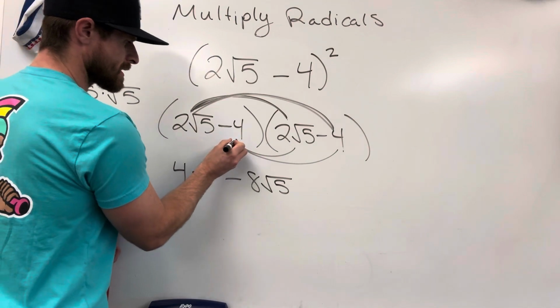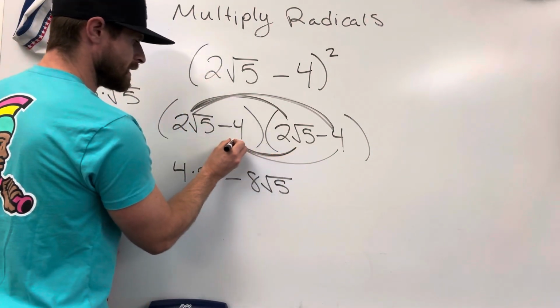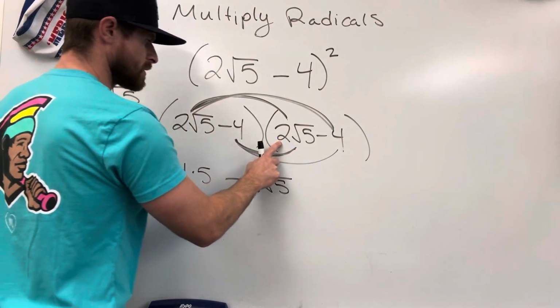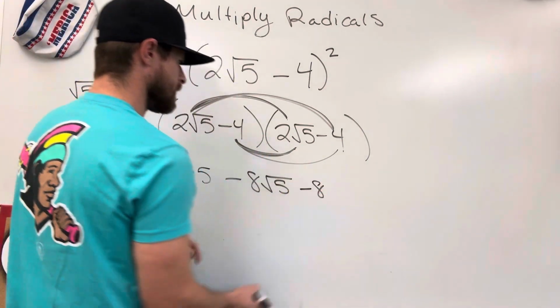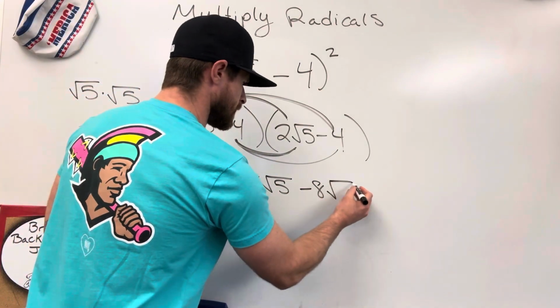Negative 4 is the next thing we need to multiply. We need to do the inside term. So negative 4 times 2 root 5. Well, a negative 4 times a 2 gives me a negative 8. And then root 5 stays attached.